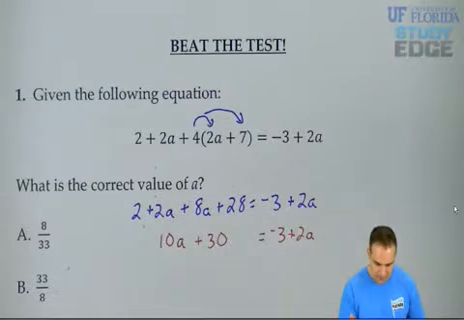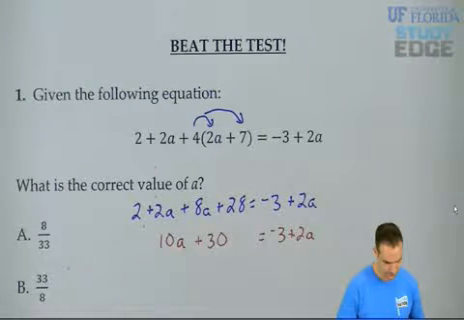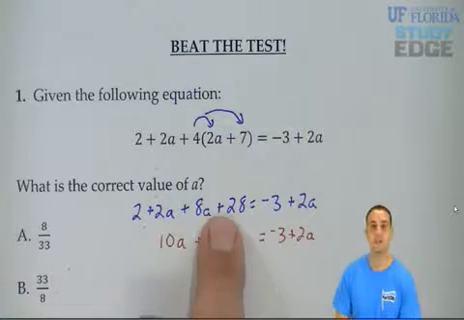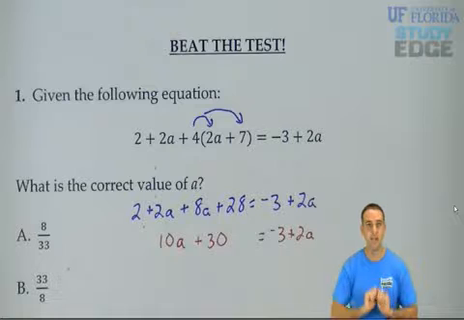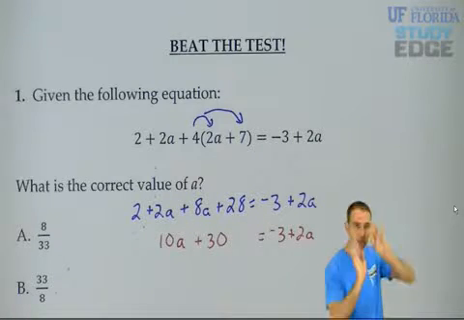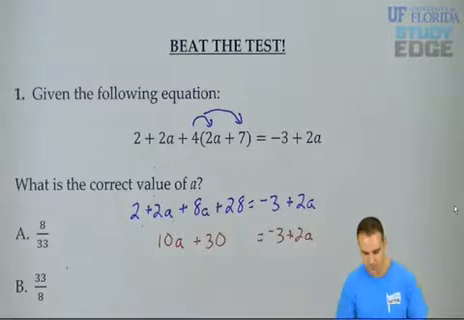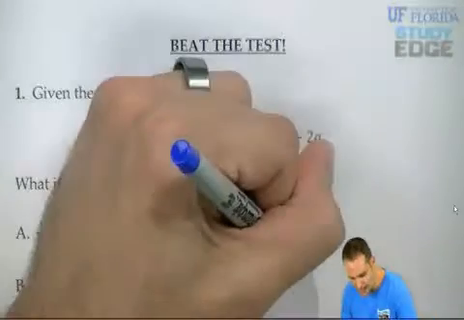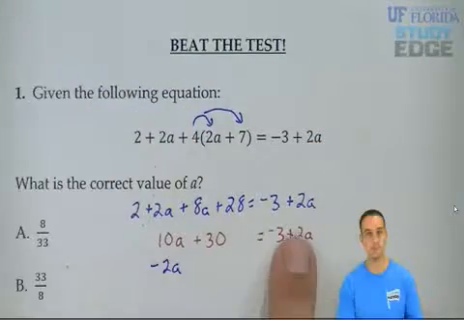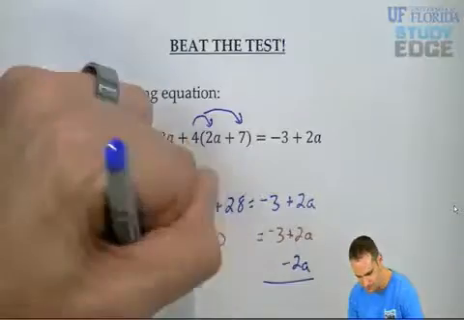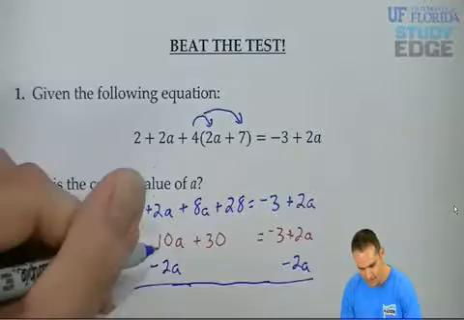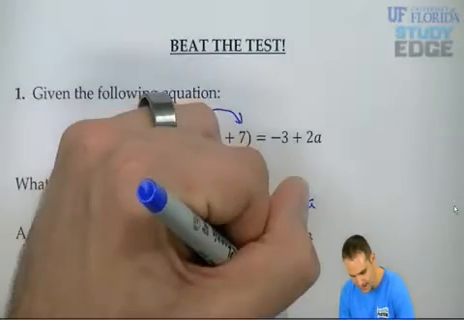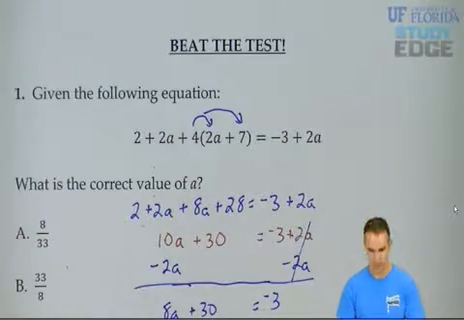Pause the video if you need to. Write that all down. That's a lot to write down. I distributed first. I combine like terms on each side, get my variables to one side, my numbers to the other, and divide. So here we go. I'm going to get my variables to the left. In this case, I'll subtract 2a, because the opposite of adding is subtracting. 10a minus 2a is 8a, plus 30 equals negative 3, and the 2a's cancel.